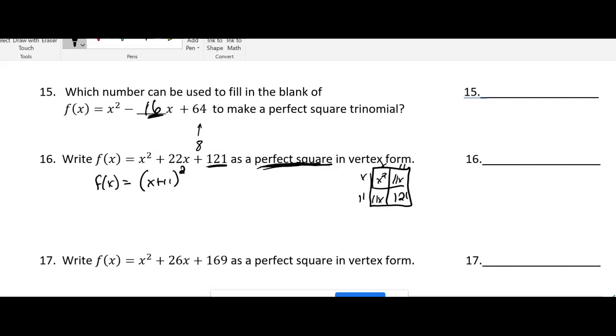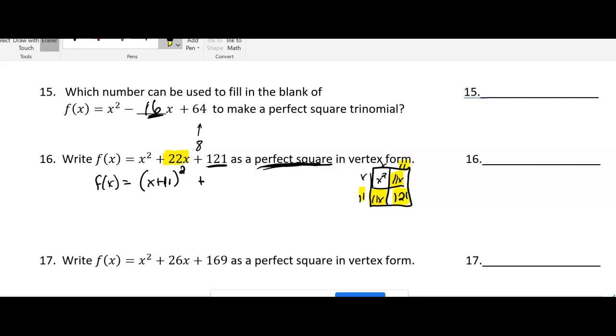This one works out perfect. We don't have to add or subtract. Sometimes, remember how we're adding some number at the end here? We don't need to do that with this one because it worked out perfect. We actually get an 11x and an 11x, and those together add up to 22. And then when I do the 11 times the 11, it's the 121.